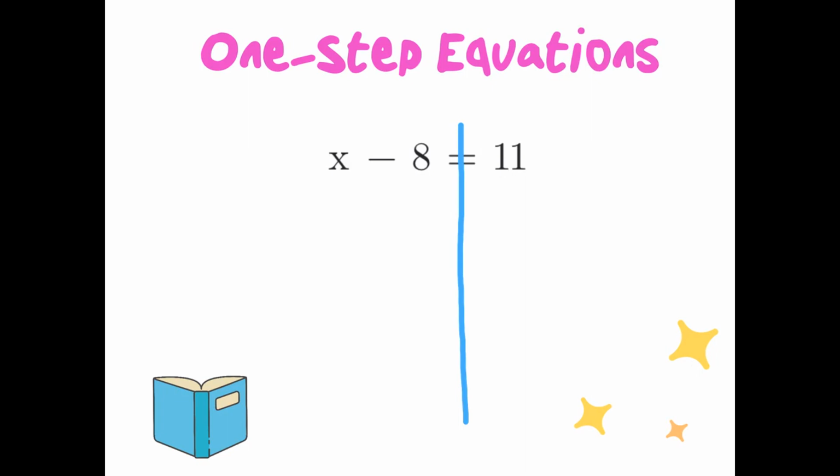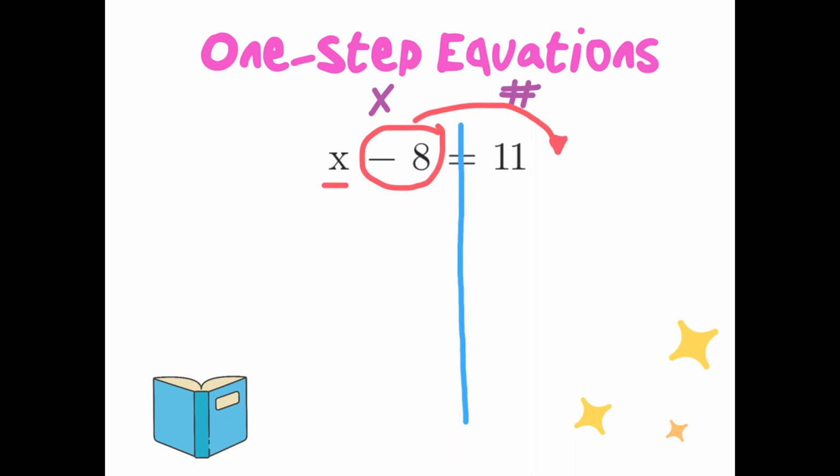And our goal when we're doing questions like this is you want the letter to stay over here, and you want the numbers to be moved over here. Okay, so let's try this example. We have x minus 8 is equal to 11. So you're going to notice we have the letter here, which is perfect because that's where we want it to be. But this number does not belong. We want all of our numbers to be on the other side of the wall.